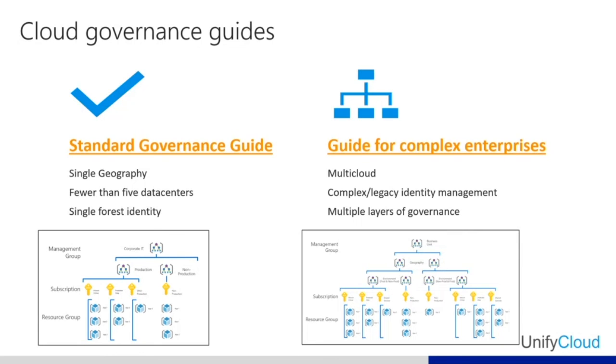So how do you decide whether you are doing a simple or a complex enterprise? In case you are dealing with less than 5,000 or less than 10,000 assets, a single geography, fewer than 5 data centers, or a single forest identity, that means you are dealing with a simpler organization. You can look at the Azure template for a standard governance guide. There's also a blueprint for a standard governance guide.